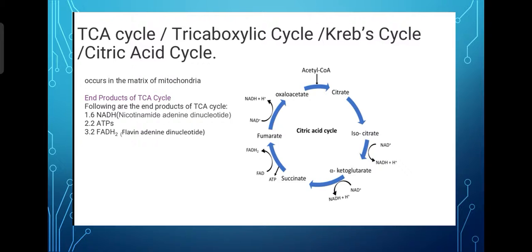Fumarate is hydrated to produce malate and at the end of the cycle malate is oxidized to oxaloacetate. Here each complete turn of the cycle results in the regeneration of oxaloacetate. So the end products of the TCA cycle will be 6 molecules of NADH, 2 molecules of ATPs and 2 molecules of FADH2.